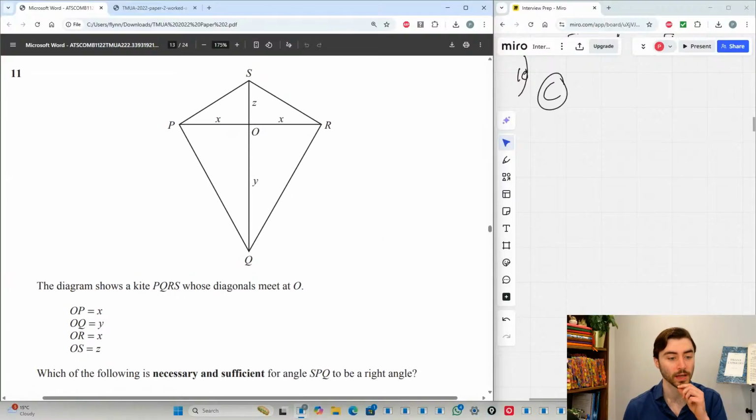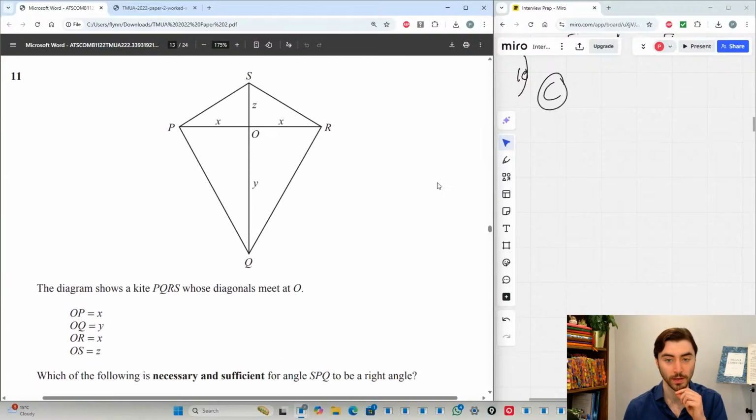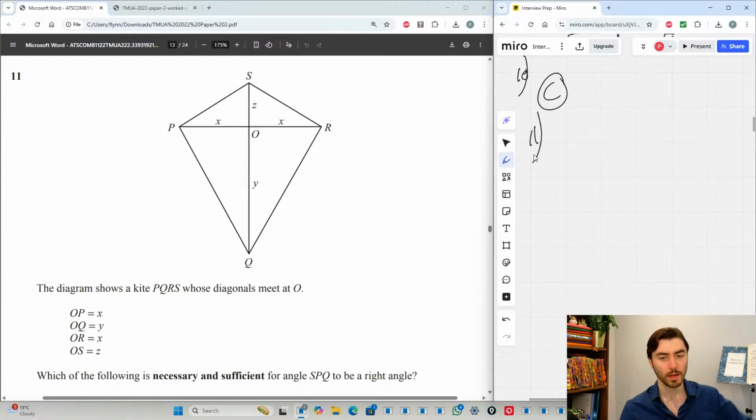Now, okay, so let's go through 11. There's a kite. Yeah, we know these are perpendicular bisectors, so x and x, that makes sense. Which of the following is necessary and sufficient for SPQ to be a right angle?